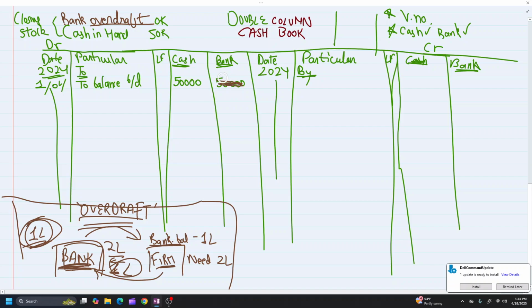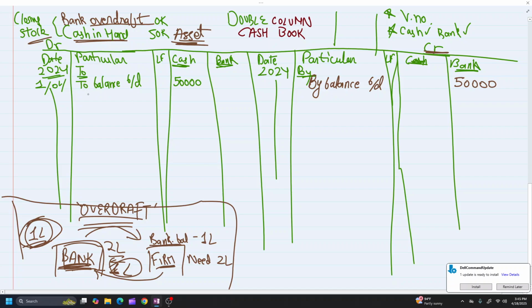So now from here the 50,000 will go away. And what will happen? Here you will write "by balance brought down". Why the credit side? Because this is the amount you owe. You have to give. It's a liability to you. It's not your money. Cash in hand is my asset, and closing stock is an asset, so I wrote it on the debit side. But bank overdraft is something that is not mine. I have to repay it. So I'll write it on the credit side, in the bank column, 50,000.